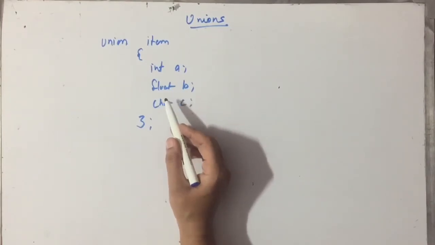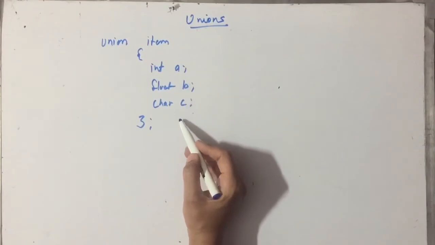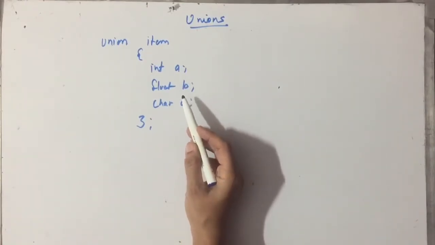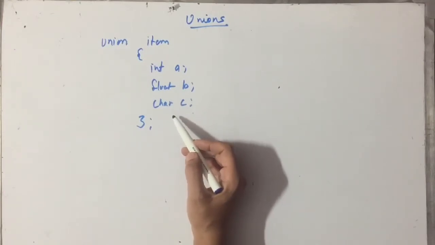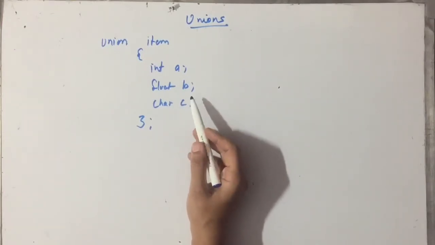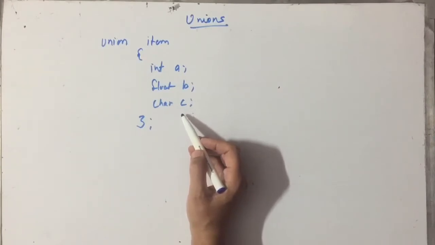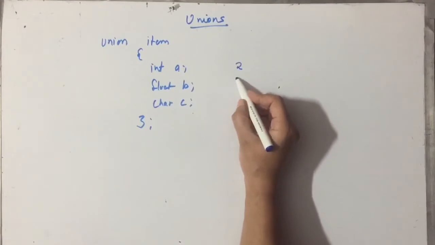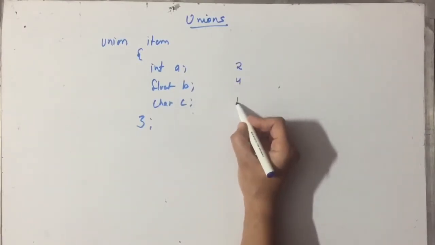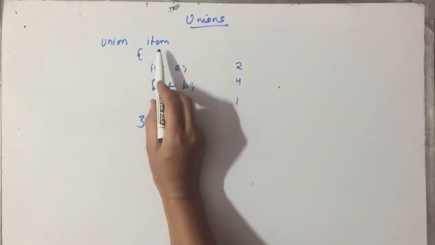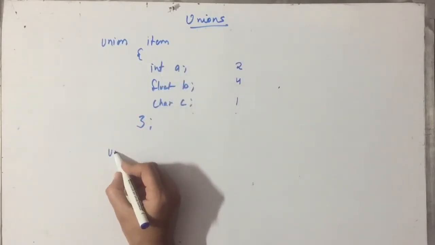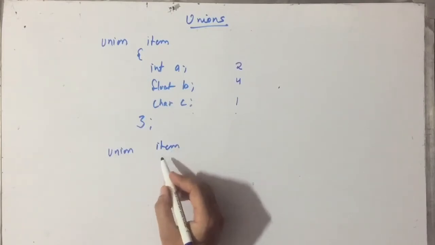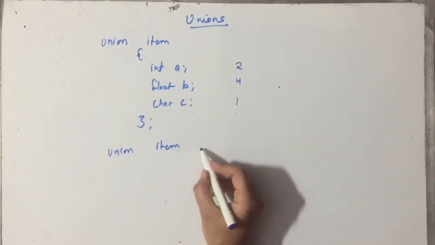But in case of structure, all the member variables were given memory, but in this case all the member variables of the union share the memory space. The one with the maximum size is the size that gets allocated. Now we know that integer takes 2 bytes of space, float takes 4 bytes of space and character takes 1 byte of space. So one variable of item, suppose I declare a variable of the type union item as t.